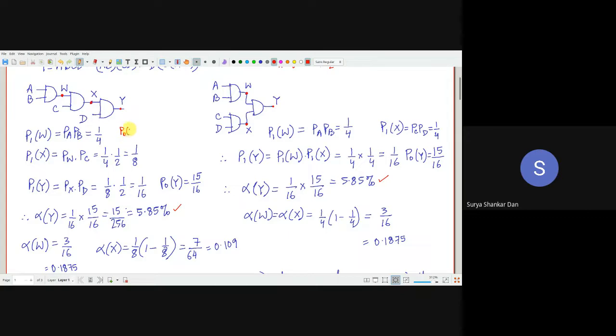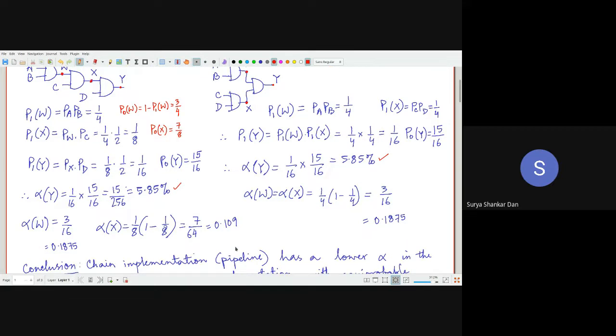P0W, sorry, P0W will be 1 minus P1W, 3 by 4. So therefore, alpha W will be 3 by 16. Perfect. Then what is the value of P0X? Again 1 minus P1X, that is 7 by 8. That is 0.109. Okay. And this 3 by 16 is 0.1875.